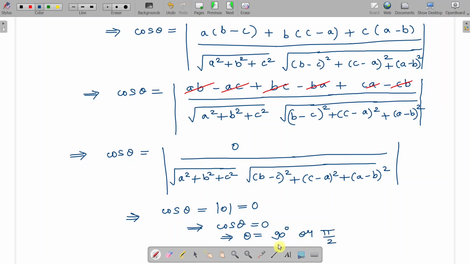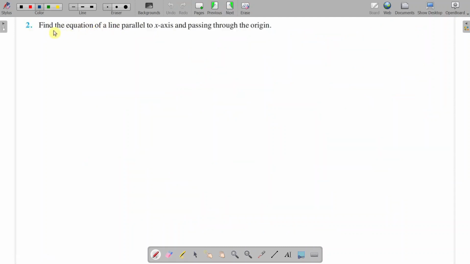So angle we have found out, angle is 90 degree. Okay, so that is the solution of the first problem in the video, first one. Now second one, let us see. The second problem is find the equation of a line parallel to x-axis and passing through the origin.